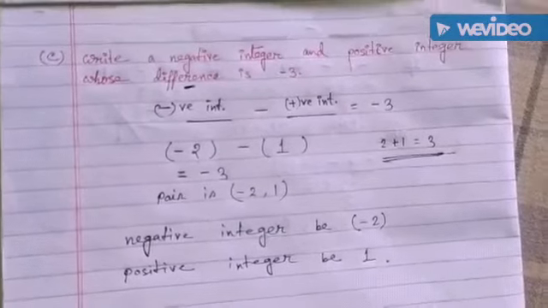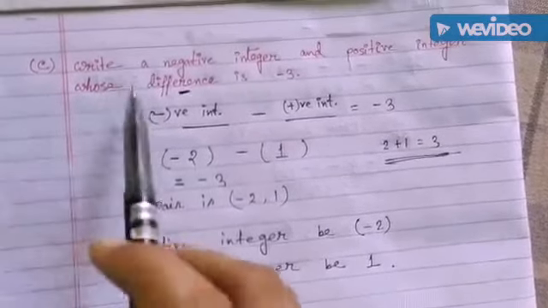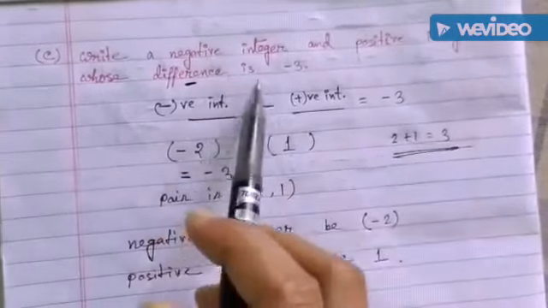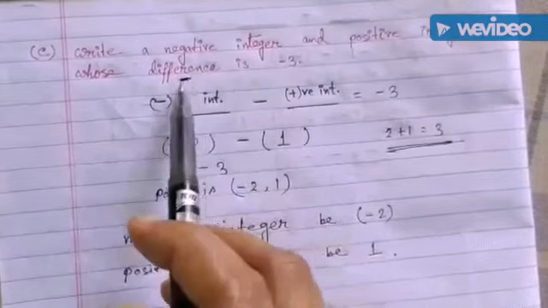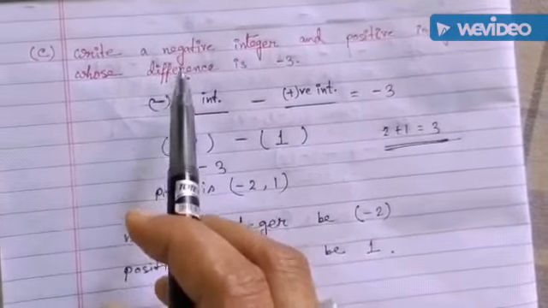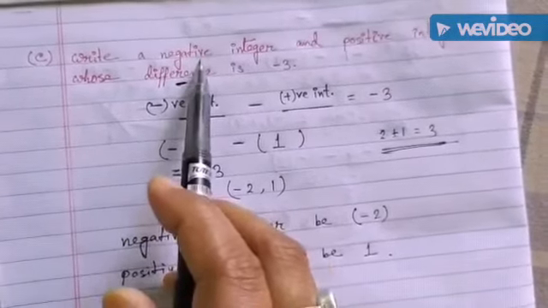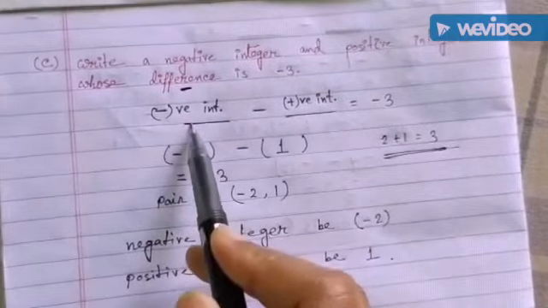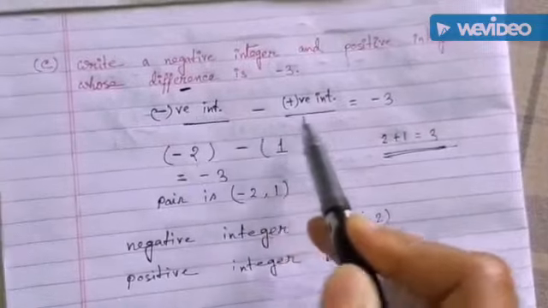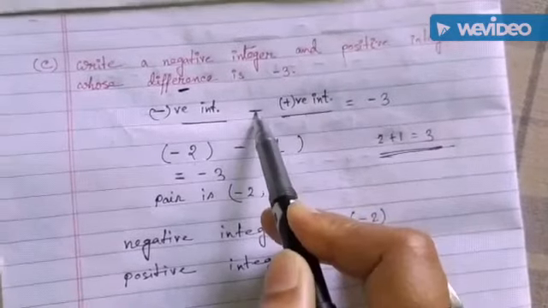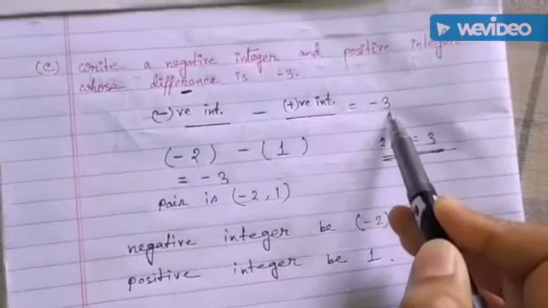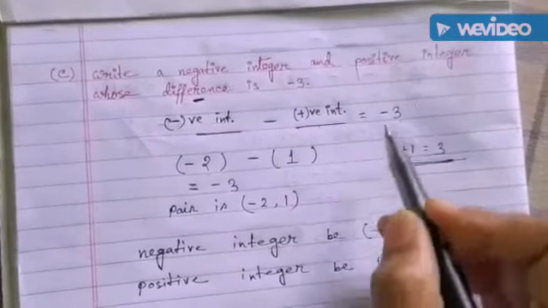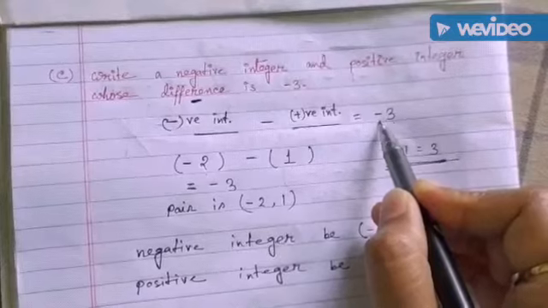Now the solution of C under 2. Write a negative integer and a positive integer whose difference is minus 3. Now here the difference means subtraction. Here the first one will be a negative integer and the second one a positive integer. I have written negative integer in this place and positive integer in this place, difference, and the answer will be minus 3.